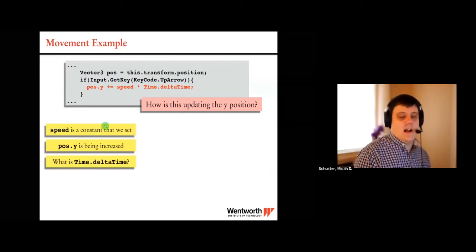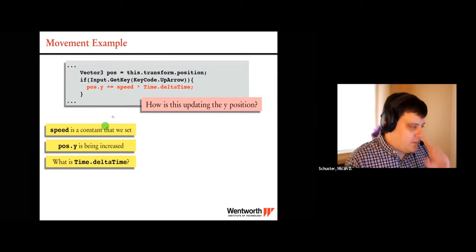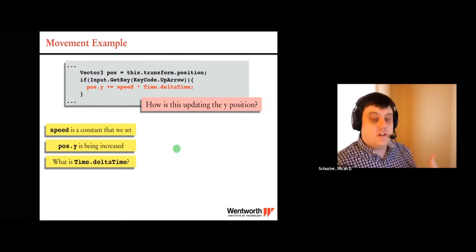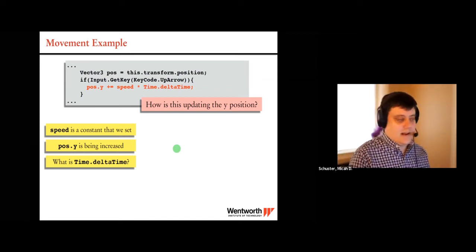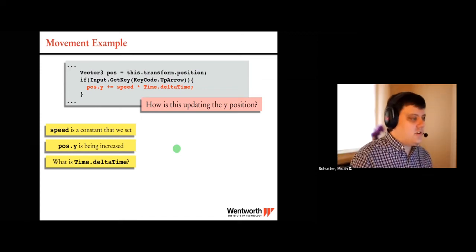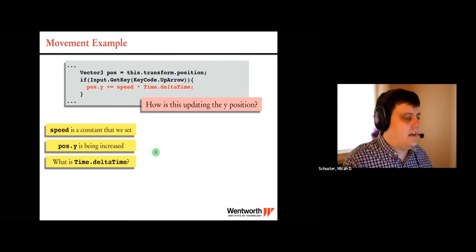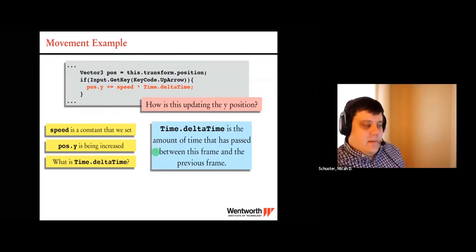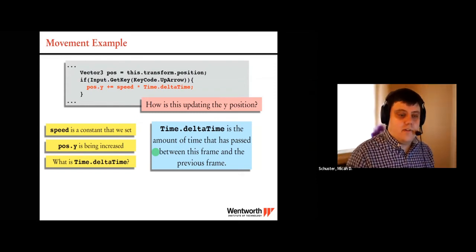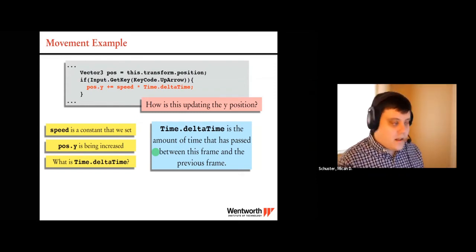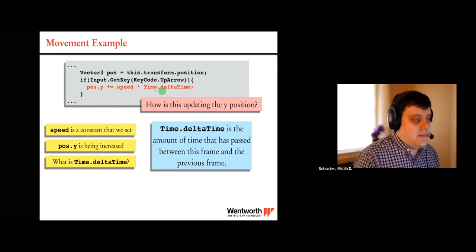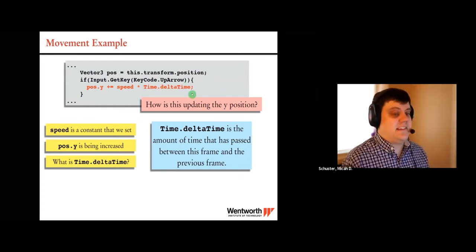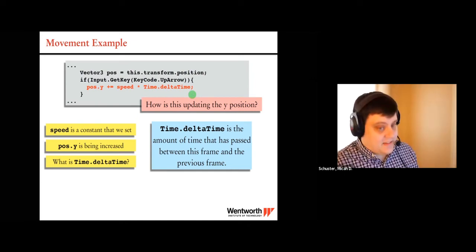So speed is a constant. That's what we set. Pos.y, the y position, is what we're changing, and we're increasing it. That's why we have the plus equals. So that's why the block appears to be going up. Time.deltaTime is something that we need to think about. It's the amount of time that has passed between this frame and the previous frame. Now, that might be a very short amount of time. This is going to be a small number, on the order of milliseconds, probably less.